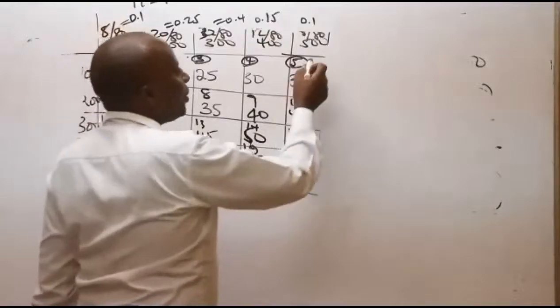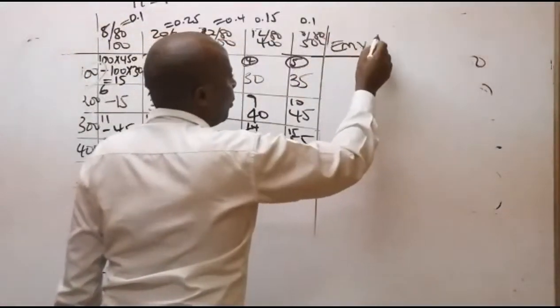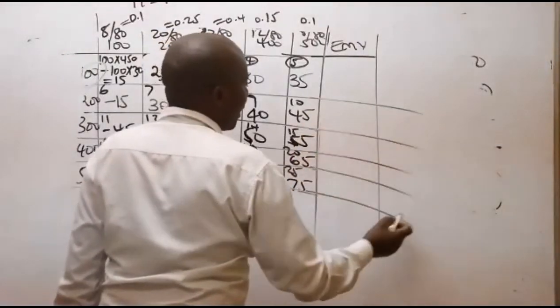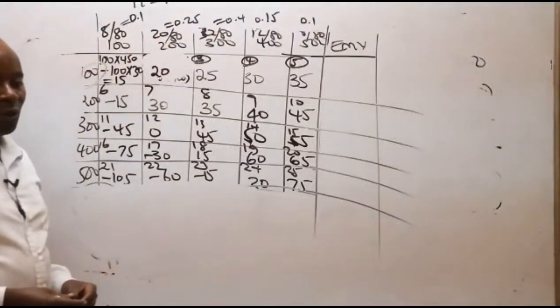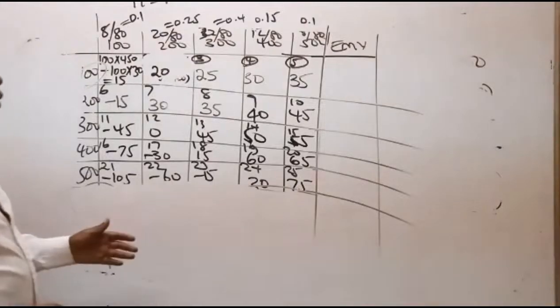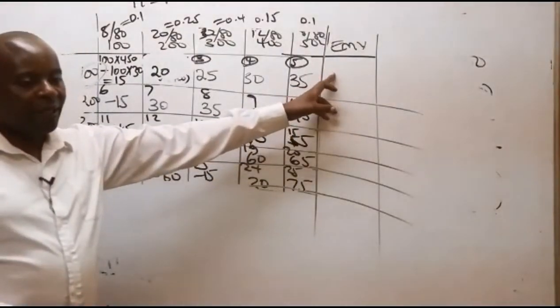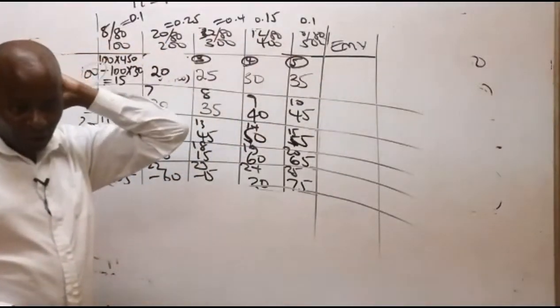So come here, ladies and gentlemen, and give us expected monetary value. What do you think we are going to do to be able to get the expected monetary value for the first alternative?